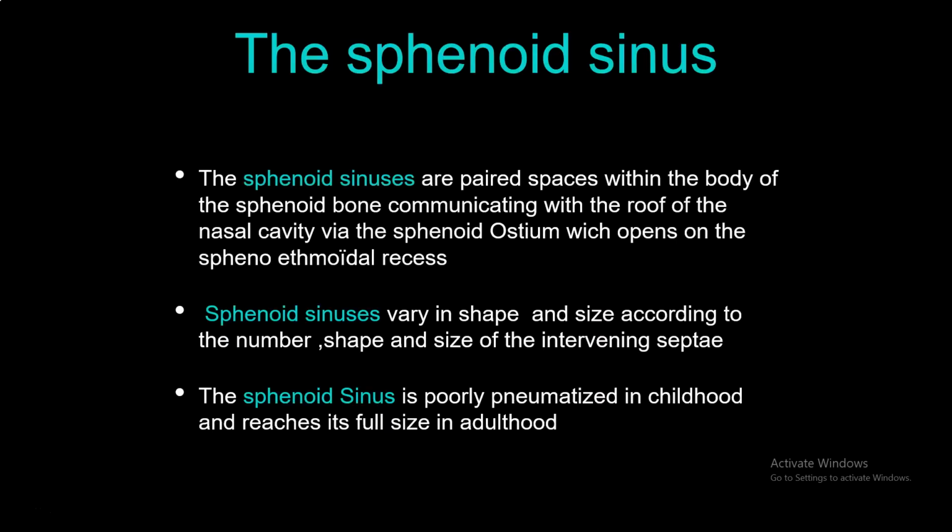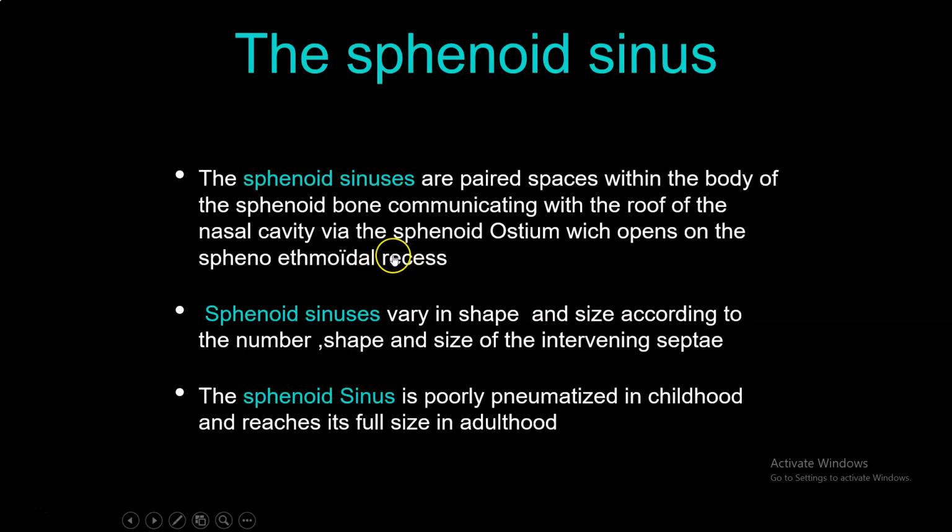Sphenoid sinus, as we said: the sphenoid bone has a hollow body, and this space is called the sphenoid sinus. The sphenoid sinuses are paired, so we have two sphenoid sinuses within the body of the sphenoid bone, communicating with the roof of the nasal cavity via an opening called the sphenoid ostium. The sphenoid ostium opens where? It opens in the sphenoethmoidal recess.